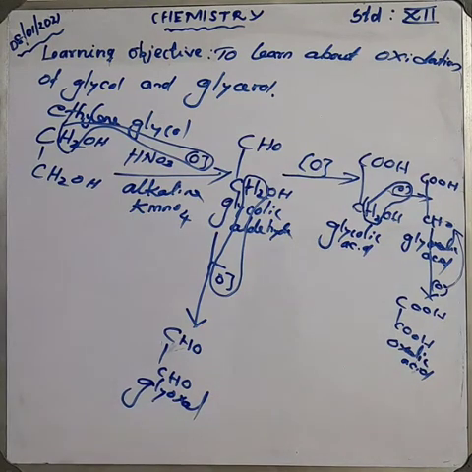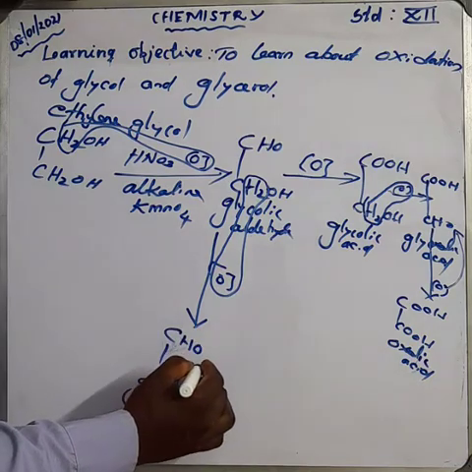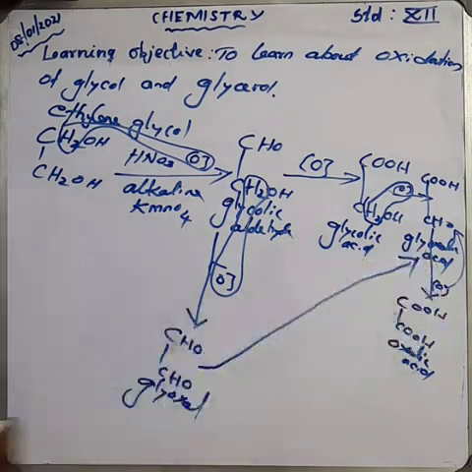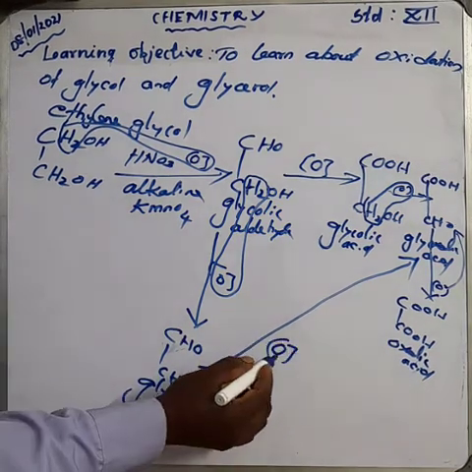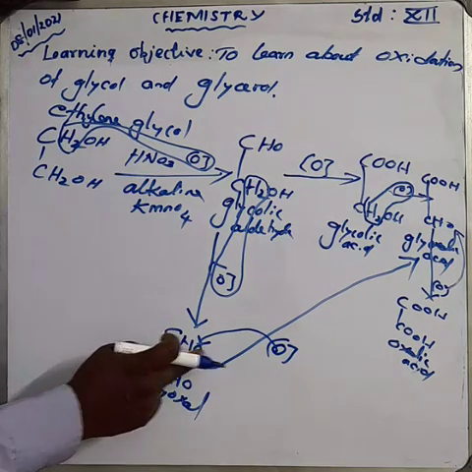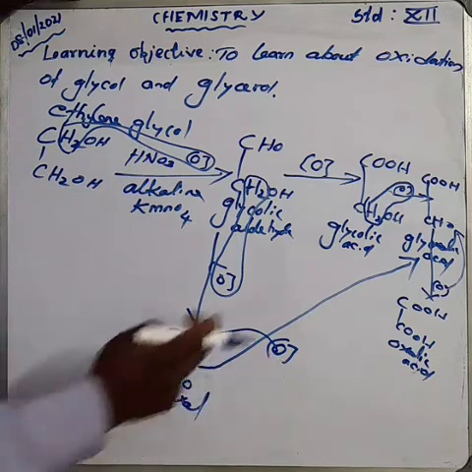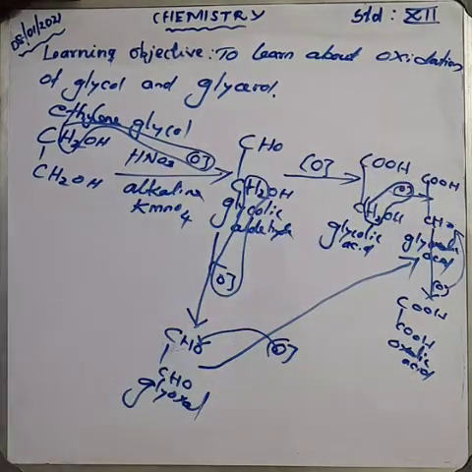Glyoxal. Here the glyoxal undergoes oxidation, adding oxygen. So the compound is COOH, CHO: glyoxylic acid.